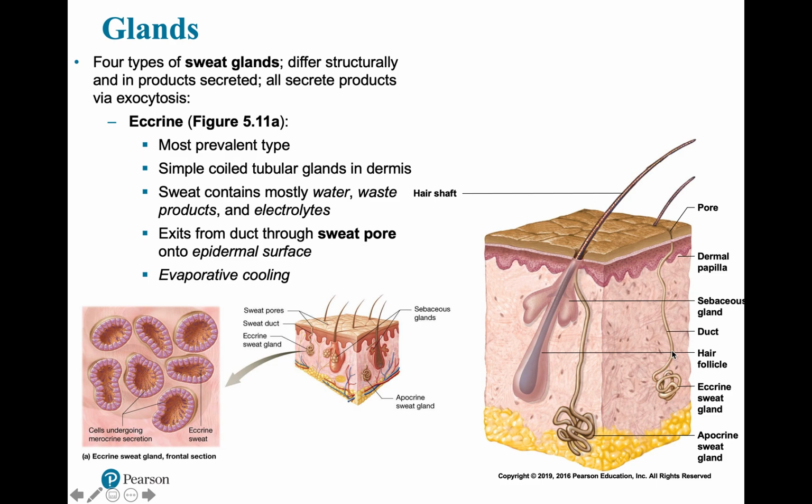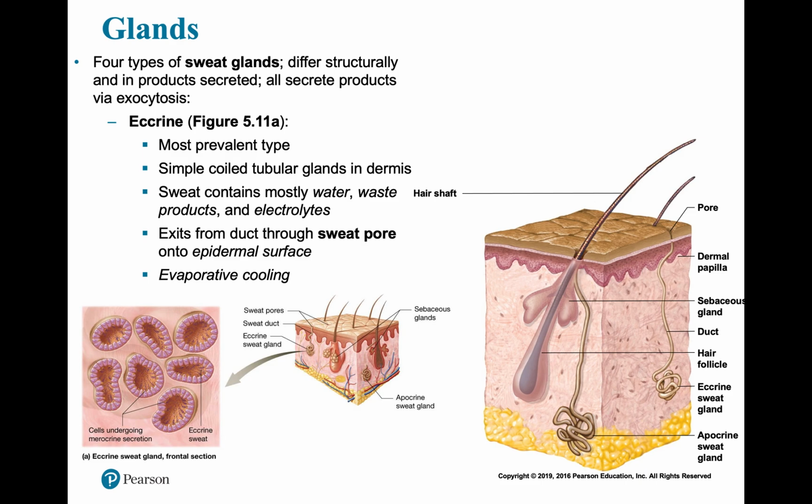Whereas if you follow the duct of this gland, you can see that its duct leads to a pore on the surface of the epidermis, and it is not emptying into a hair follicle. This one right here, not associated with a hair follicle, but a simple tubular coiled gland, is an eccrine sweat gland. If you took a cross section through any portion of this gland, you would see simple cuboidal epithelium. Remember, when you think simple cuboidal epithelium, you think kidney tubules, yes, but you also think ducts of glands, all right?